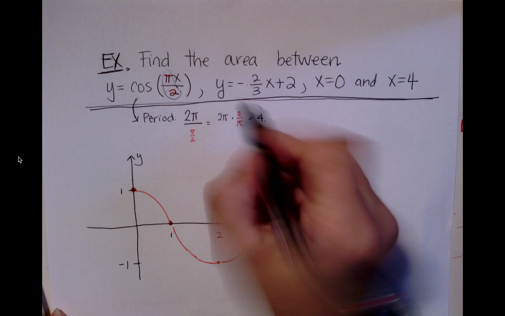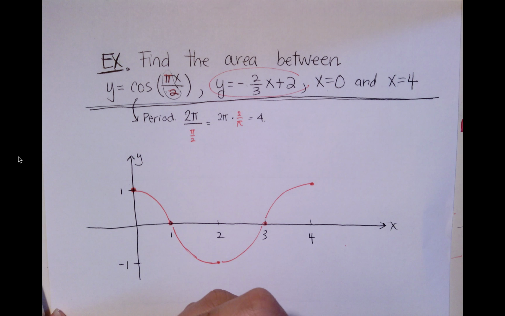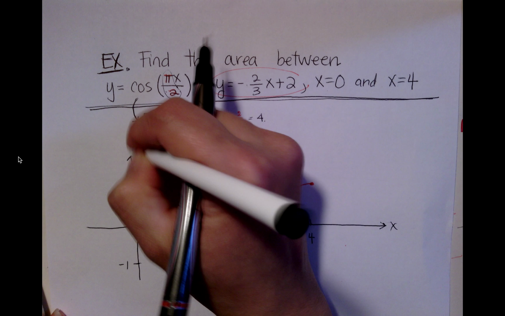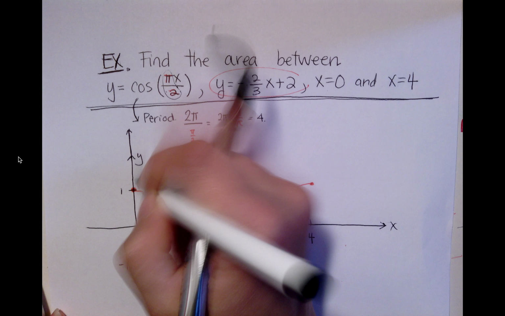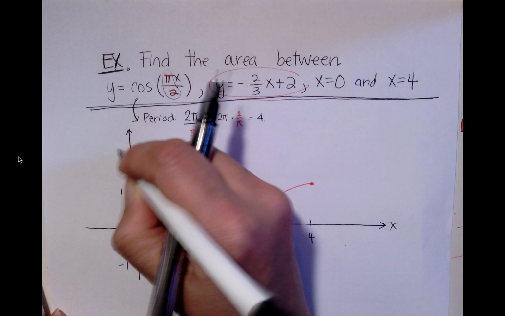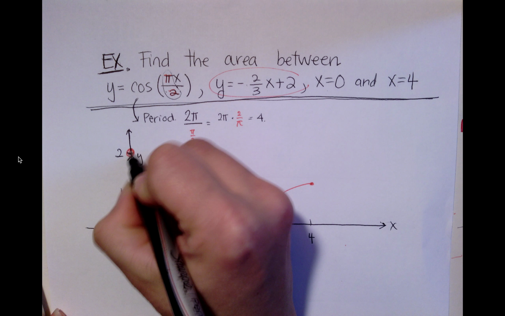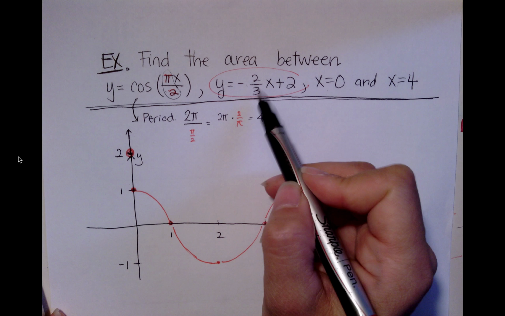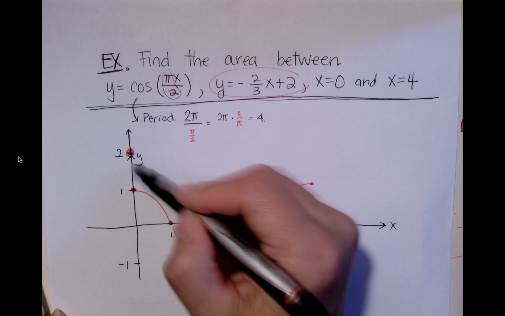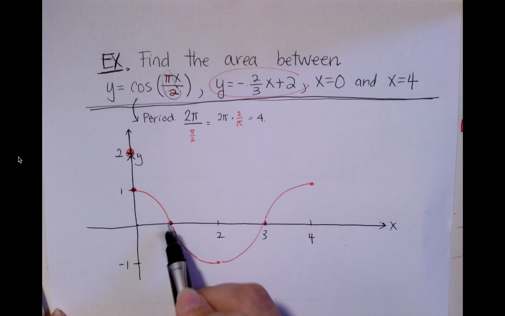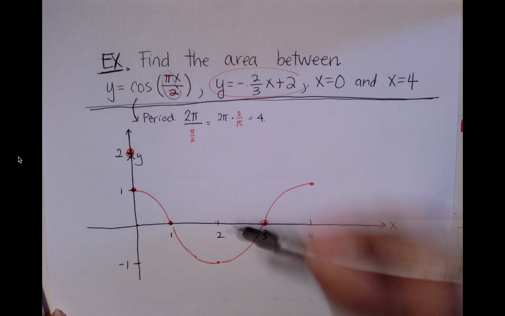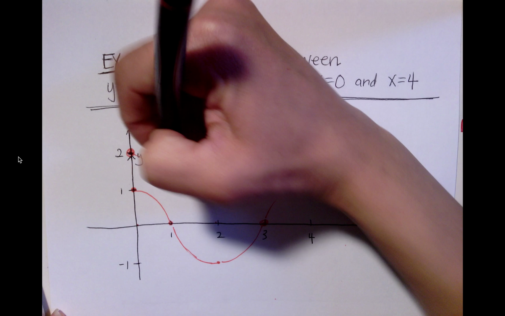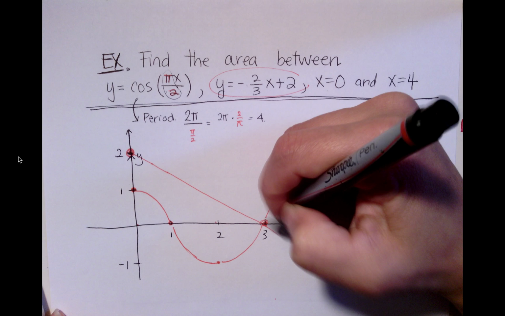Now this function here is a line. It has y-intercept 2. So maybe I'll draw this up here. And then the slope is negative 2/3. So I'm going to go down 2 and 3 to the right. So 1, 2, 1, 2, 3. So the line goes through this point here.